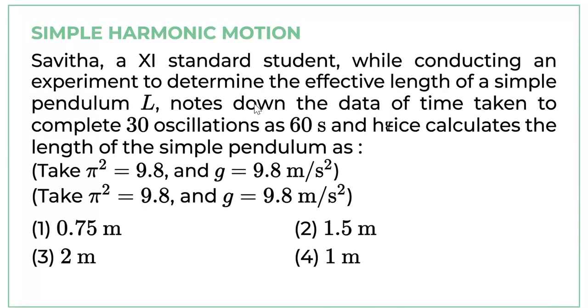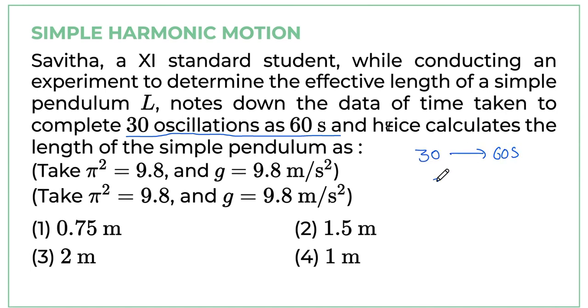Hello everyone. This is another easiest question from NEET Physics 2026 paper. The question is from Simple Harmonic Motion. So the question says, while conducting an experiment to determine the effective length of the simple pendulum L, notes down the data: time taken to complete 30 oscillations is 60 seconds. Okay, so 30 oscillations in 60 seconds.